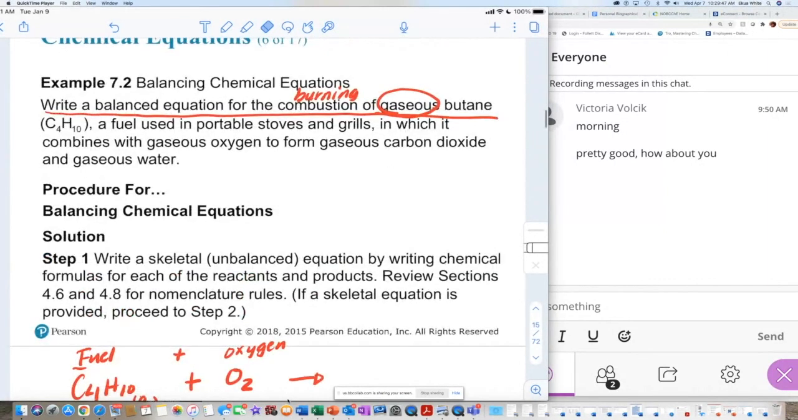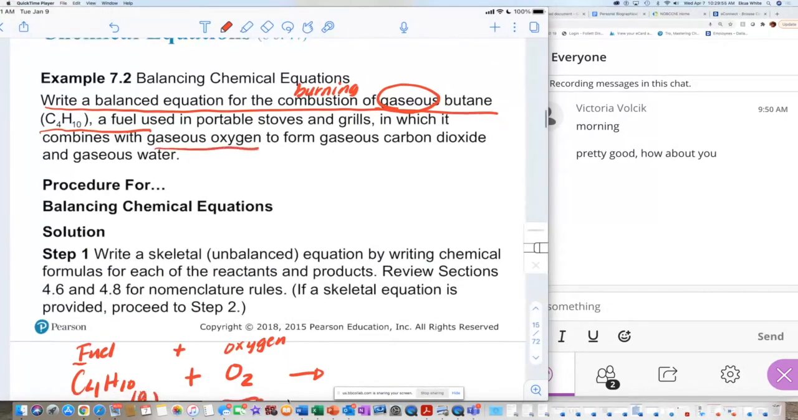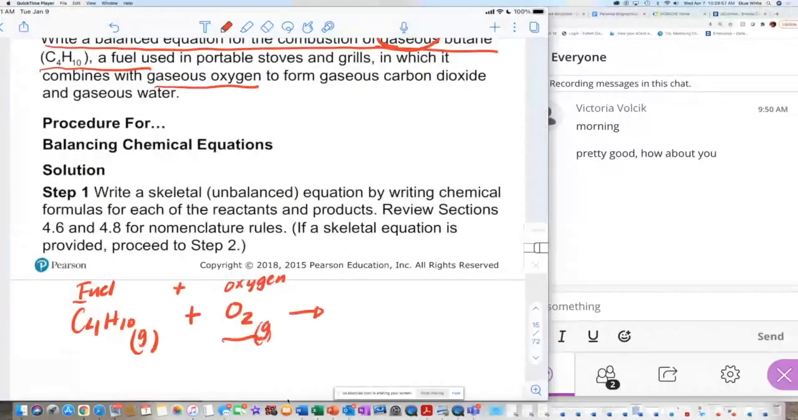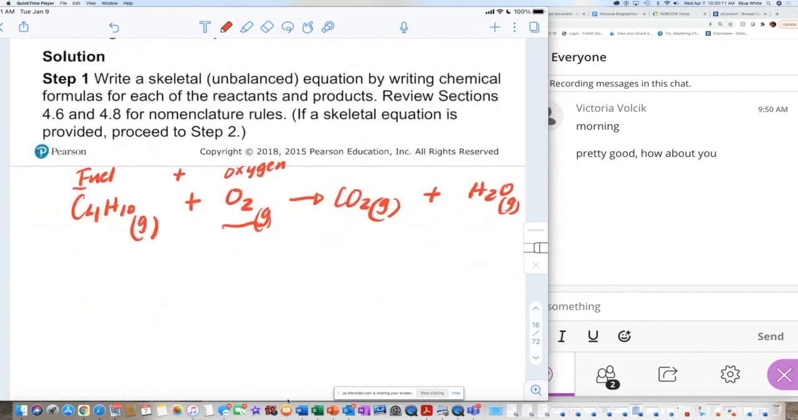Okay. So we have this butane here as your fuel, which they say here combines with gaseous oxygen. This is going to be a gas to form gaseous carbon dioxide, CO2. Remember nomenclature, naming compounds? You got to know that here. And gaseous water, H2O. This is also a gas. Oh, we're trying to balance this out, right?